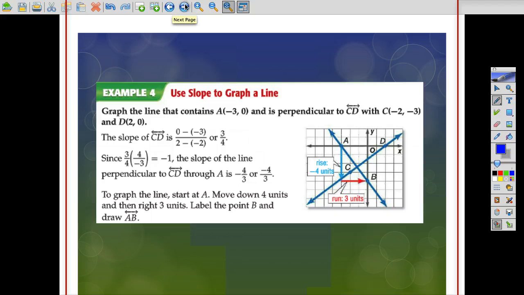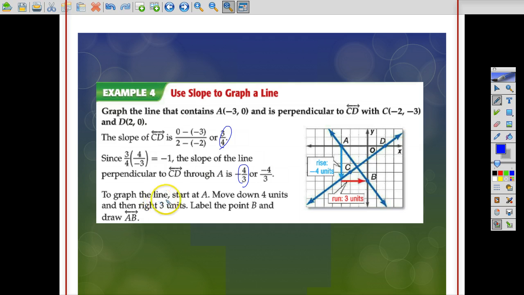All right, welcome back. We're going on to example 4. Use slope to graph a line. Graph the line that contains A and is perpendicular to CD with those two coordinates. All right, the slope of CD is 0 minus negative 3 on top, 2 minus negative 2 on bottom, and you get 3 over 4. So since 3 over 4 times negative 4 over 3 equals negative 1, the slope of the line through A perpendicular to CD is negative 4 over 3.